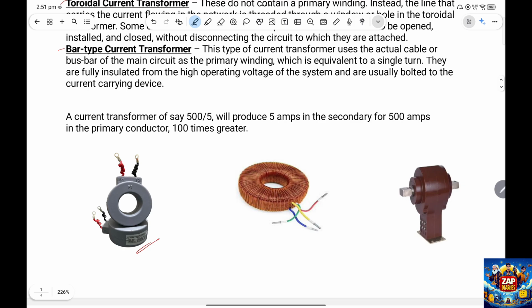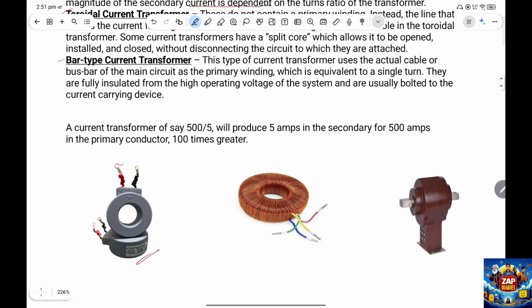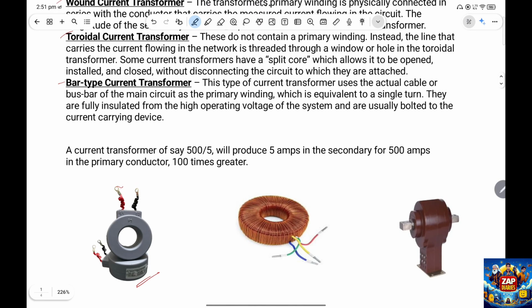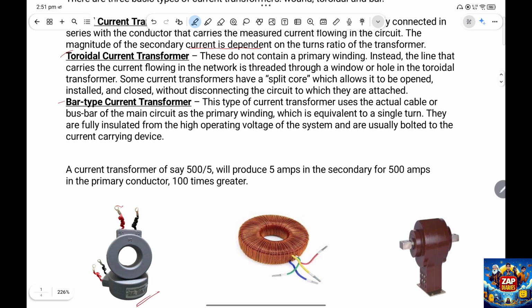So in the wound type current transformer, you can never open the CT whether it's connected or not. But in the toroidal transformer, you can keep the secondary part disconnected, whether you have connected it to the circuit or not. And also you can connect it to the circuit without disconnecting the secondary as well.